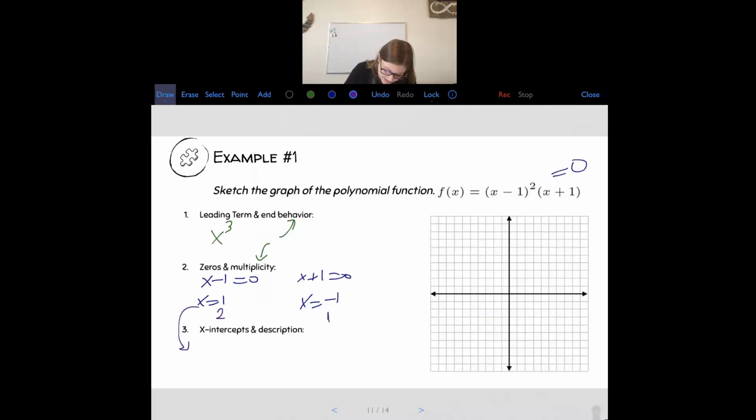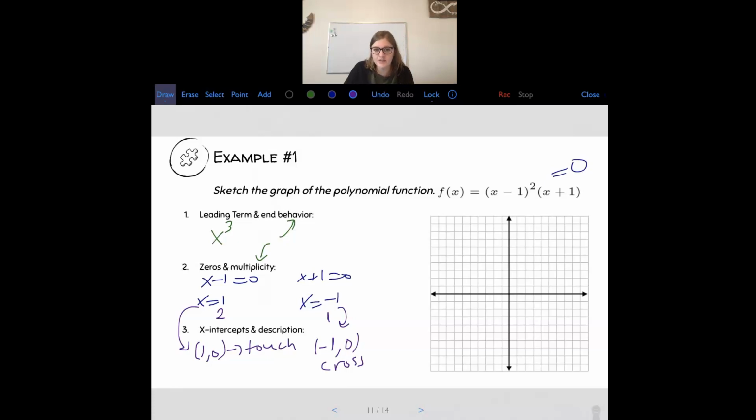So our first x-intercept is (1, 0). Our multiplicity is even, so this is just going to touch the graph at (1, 0). Okay. We also have another x-intercept of (negative 1, 0), and since our multiplicity is odd, it's going to cross the x-axis at (negative 1, 0).